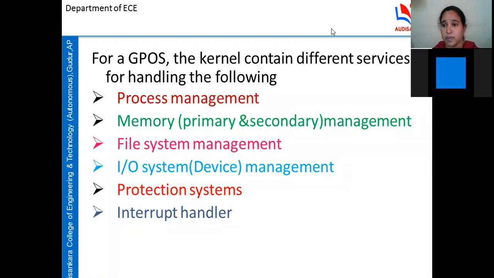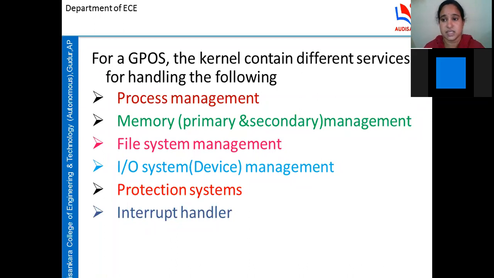Which memory is called program memory and which memory is called data memory, students? Usually read-only memory is called program memory. Random access memory is called data memory, right? Then file system management, and input output system management, which is also called device management. Along with that, protection systems and the interrupt handler. These are all the tasks handled by the kernel of the operating system. Here we are discussing the kernel of the general purpose operating system.